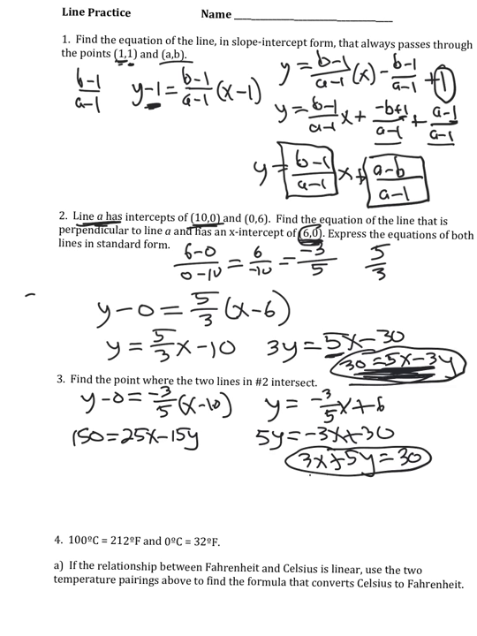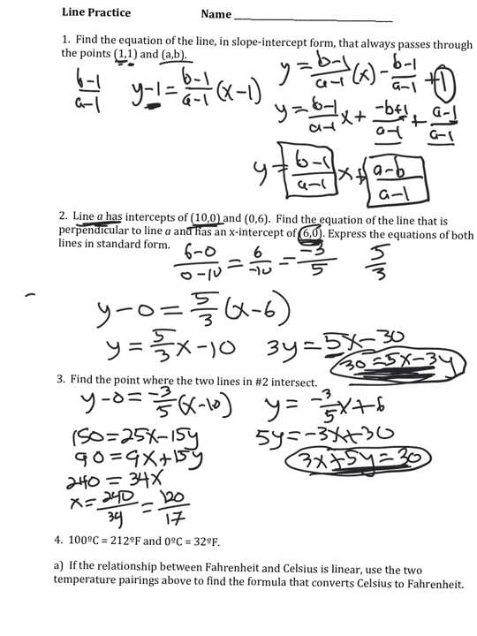Now we're going to multiply this equation by 3 and rearrange it, so 90 is equal to 9x plus 15y. When we add these together, we get 240 is equal to 34x, and x is equal to 240 over 34, which is equal to 120 over 17.